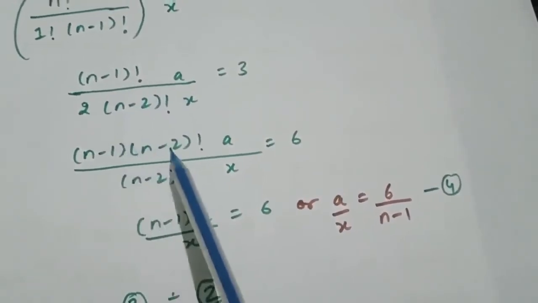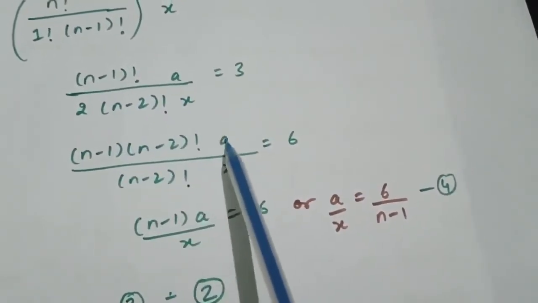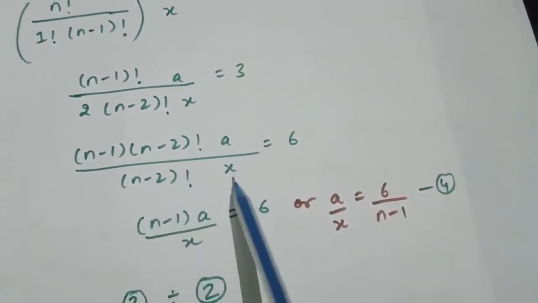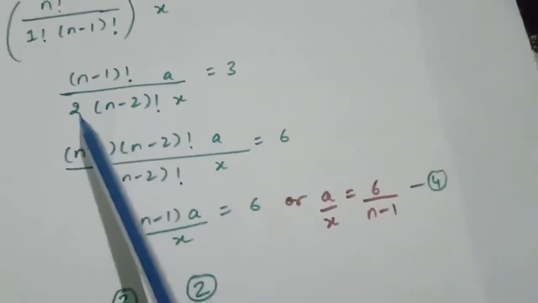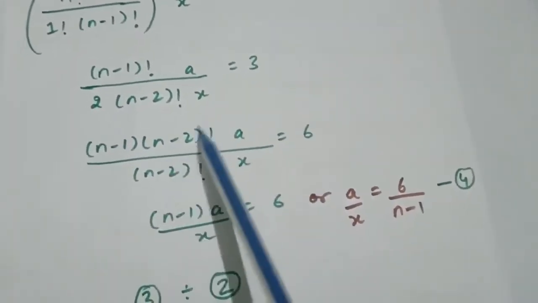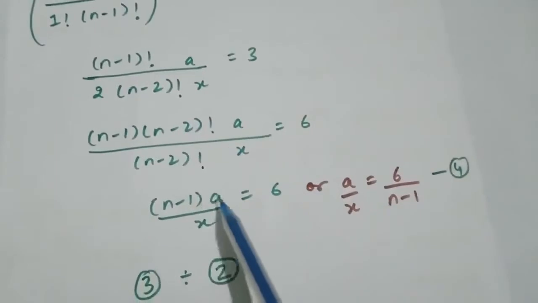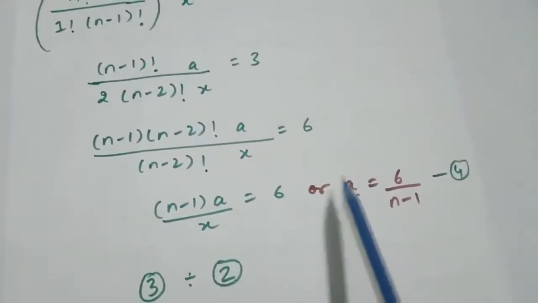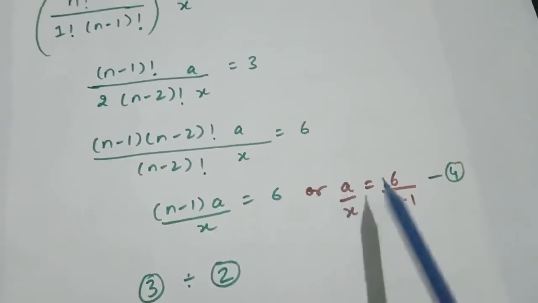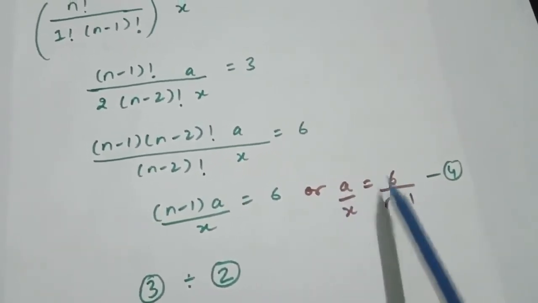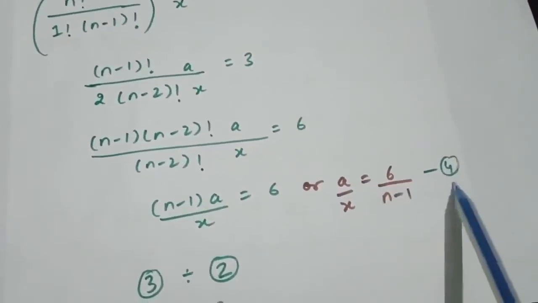So write (n minus 1) factorial as (n minus 1) into (n minus 2) factorial, into a upon x equal to 6. Take this to that side, right? Now cancel this (n minus 2) factorial. So (n minus 1) into a upon x is equal to 6, or we can say a by x is equal to 6 upon (n minus 1). So we will use this result, let it be as 4.